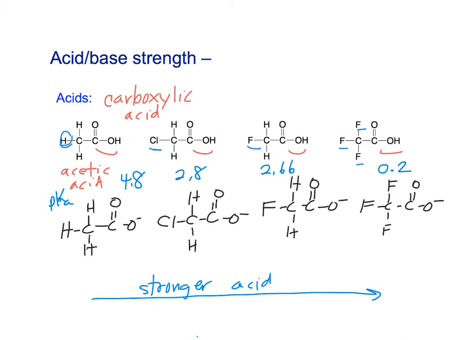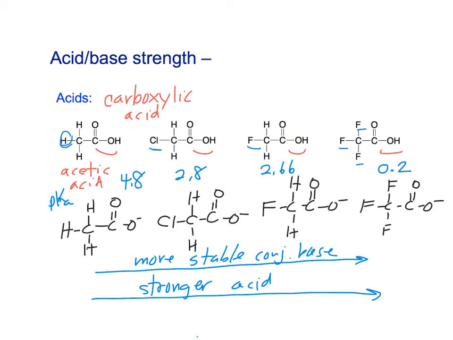So that means that as we go across the conjugate bases, they're getting more stable going to the right. So why is that? What are the halogens doing here to make the anions more stable? Well, we know that those atoms are more electronegative, so they are going to pull electron density towards them from the carbon.